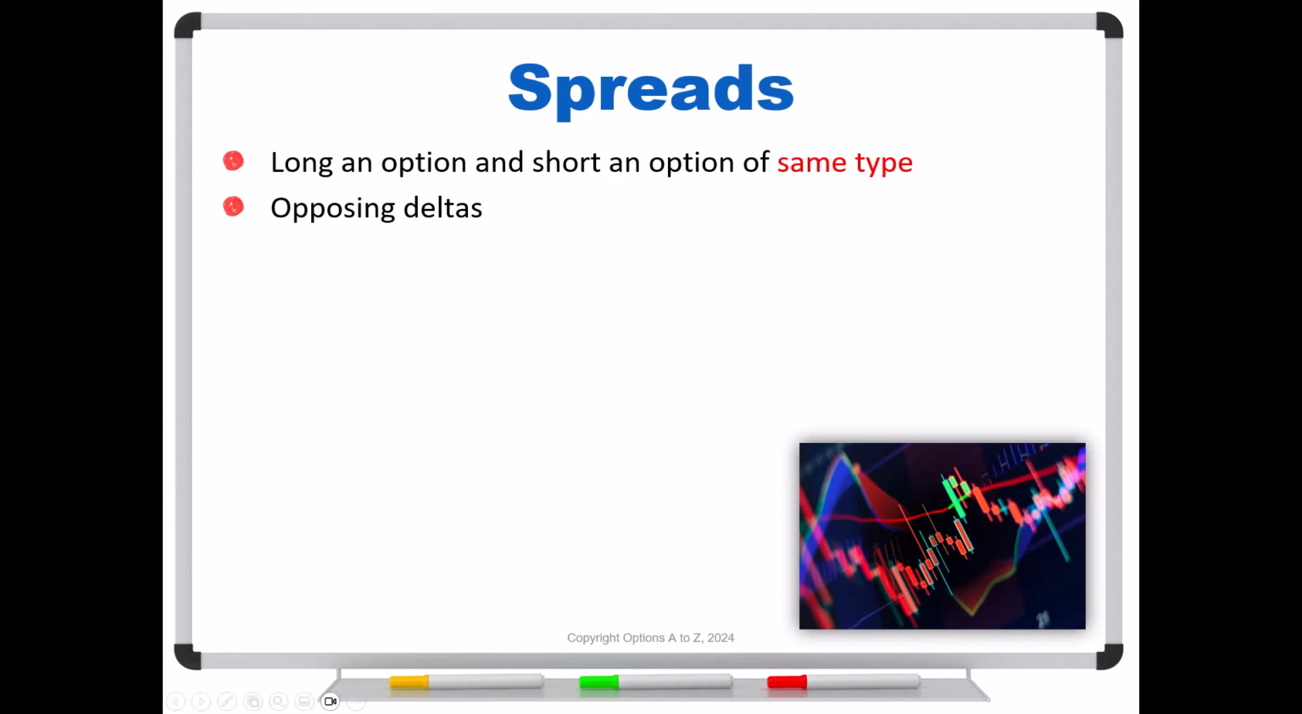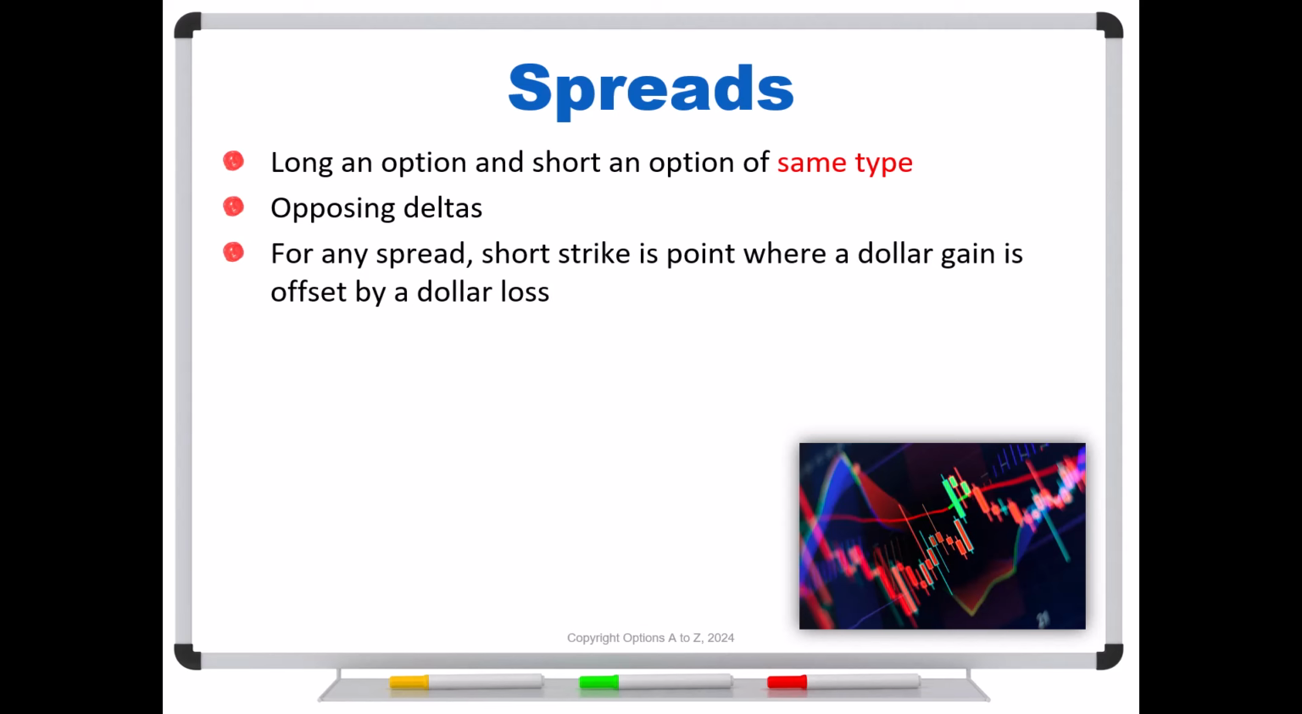But the thing that you have to understand is that for any spread, the short strike is the point where a dollar gain is offset by a dollar loss. And that's why you're going to flatten out on that risk graph, or at least not continue in one direction or the other. And what's important about this is that it is the point of maximum gain, and that will always be true. So as you're developing more advanced strategies or experimenting with different strategies, it's a real easy way to figure out where your maximum gain is going to occur, but we're also going to find out why.